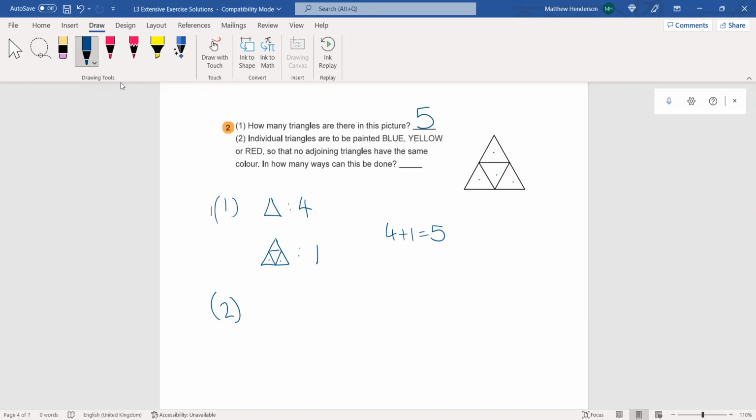Now we're talking about painting these triangles in part 2. We can either paint them blue, yellow, or red. And no adjoining triangles can have the same color. So no touching triangles are allowed to be painted in the same color. How many different ways can we do this?